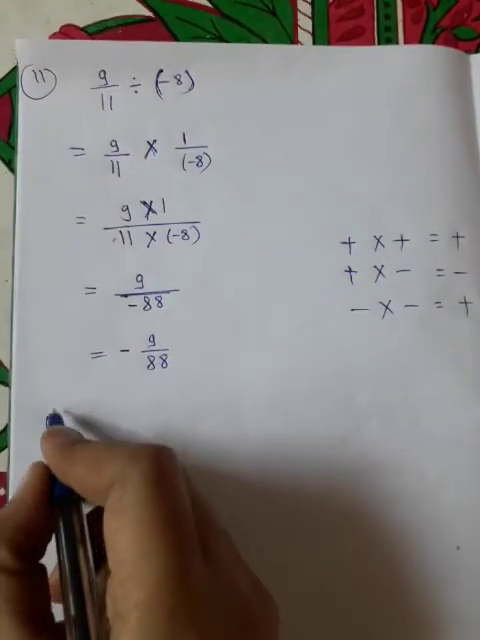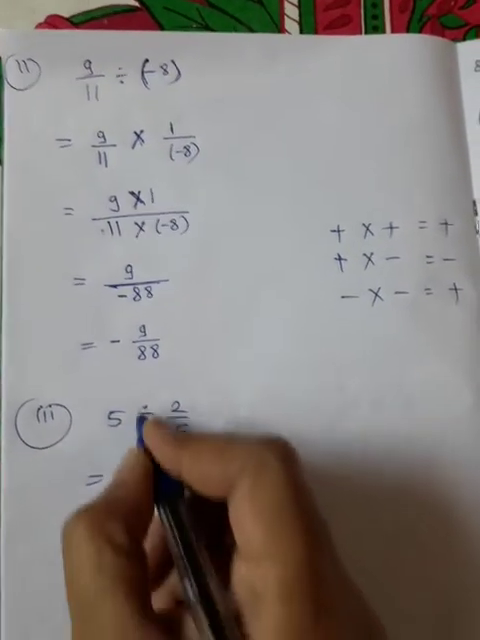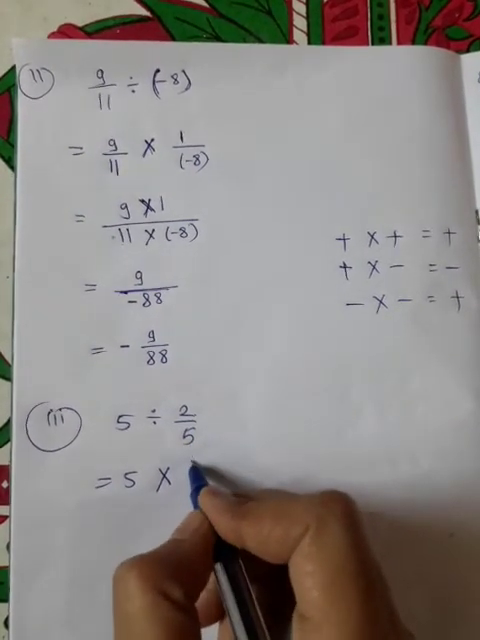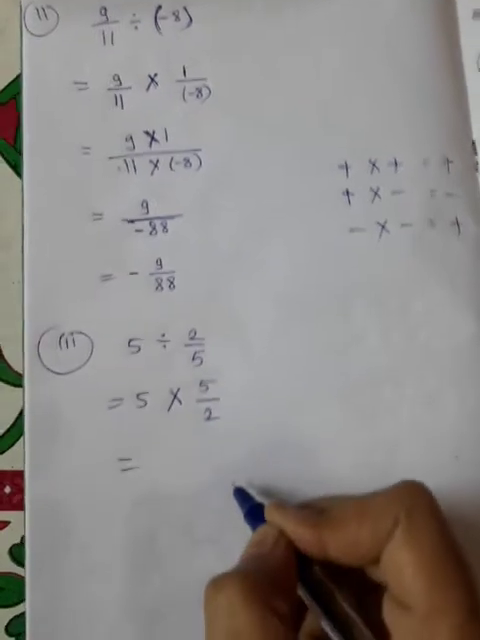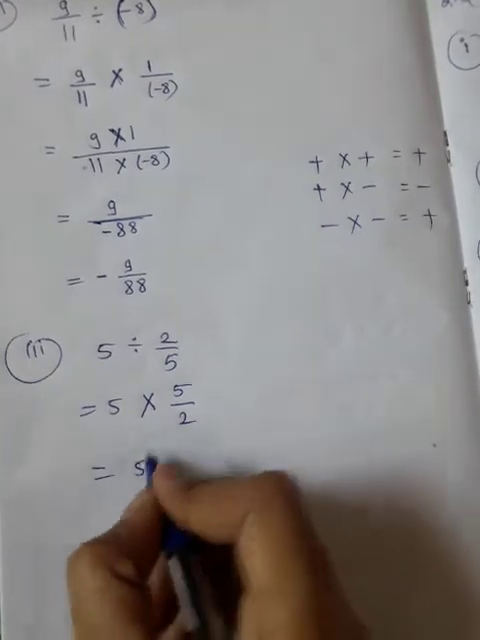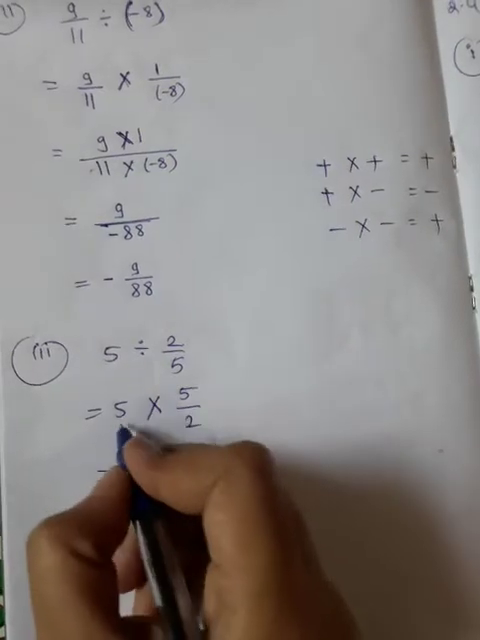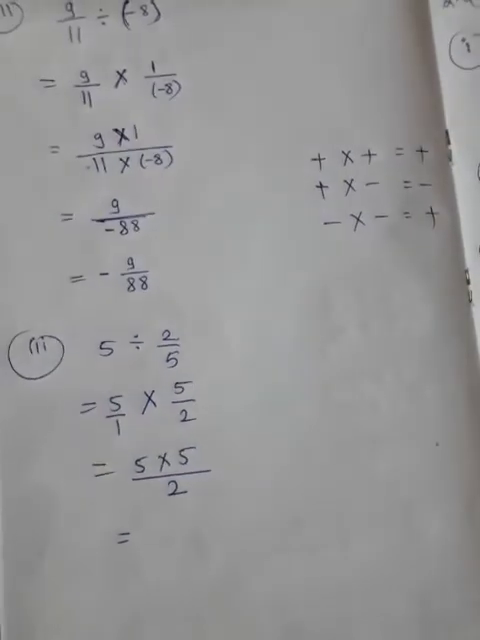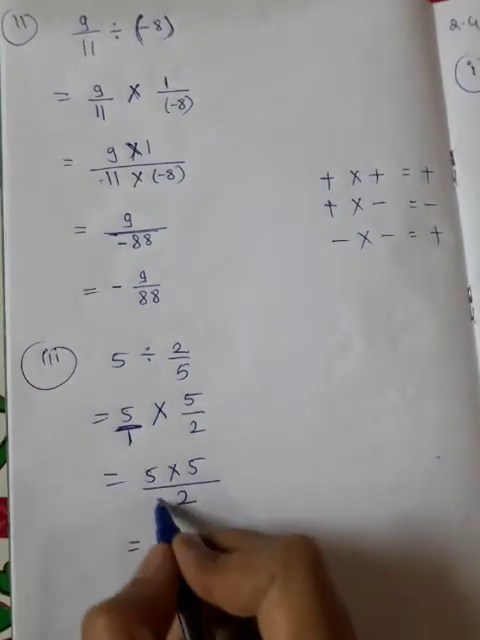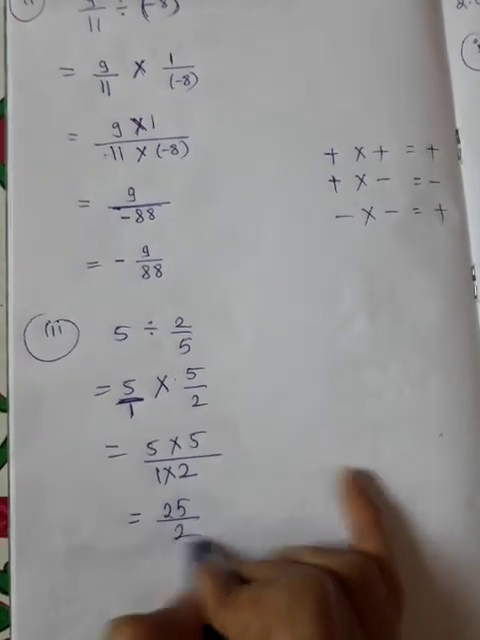Okay, now third, 5 divided by 2 by 5. So write first as it is, change division sign by multiplication, write the reciprocal of the next. So reciprocal of 2 by 5 is 5 by 2. Now do multiplication. Okay, so here 5 multiply by 5 and write denominator as 2. Here you can take denominator of 5 as 1, and we know 5 into 5 upon 1 into 2. You can do it like this. Okay, so here our answer is 25 upon 2.